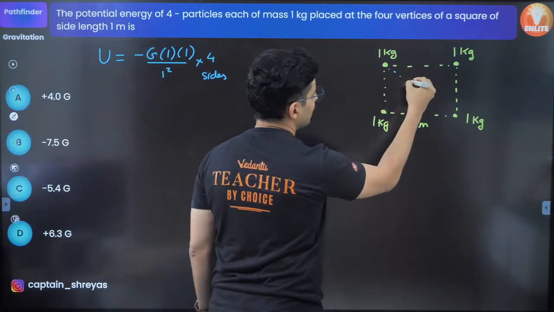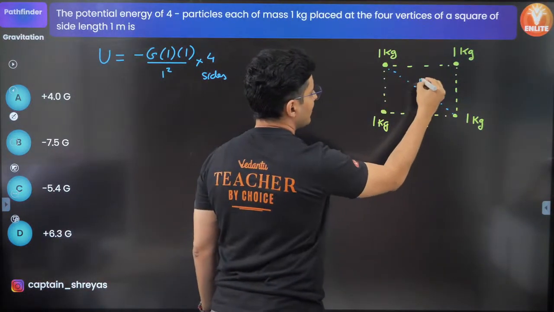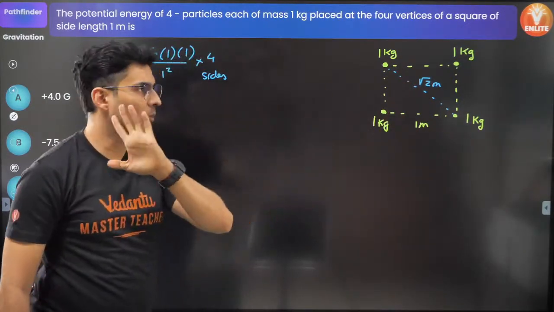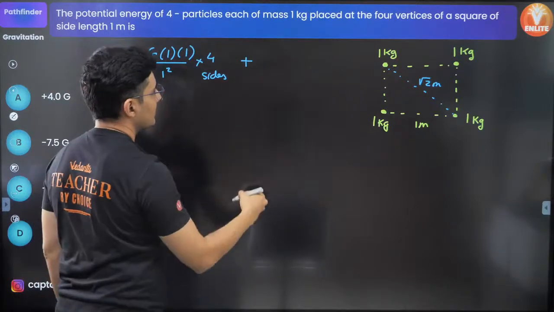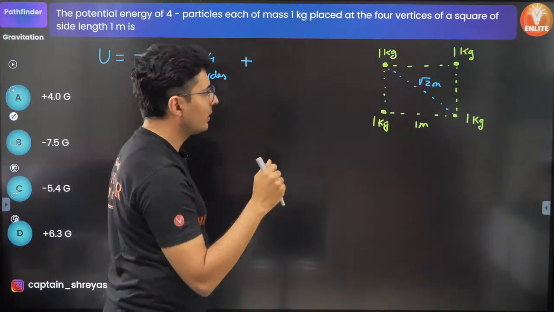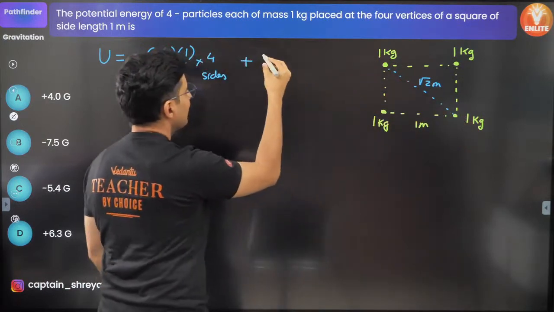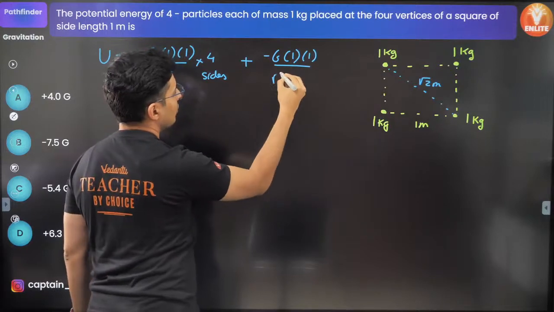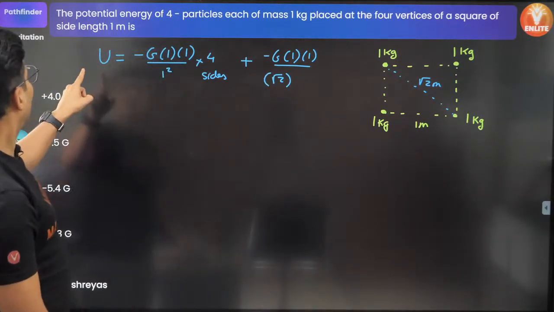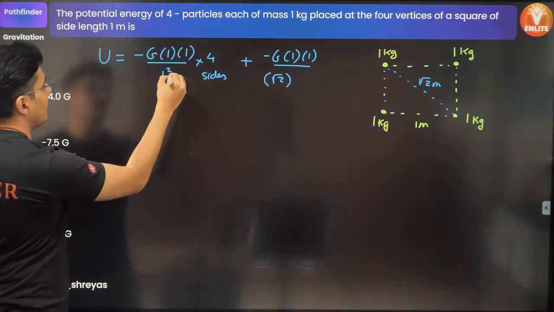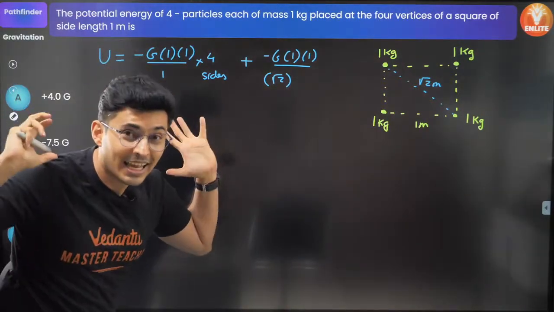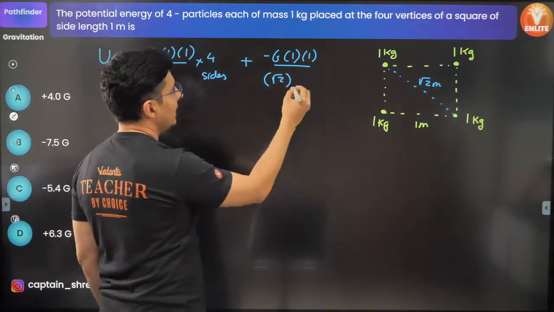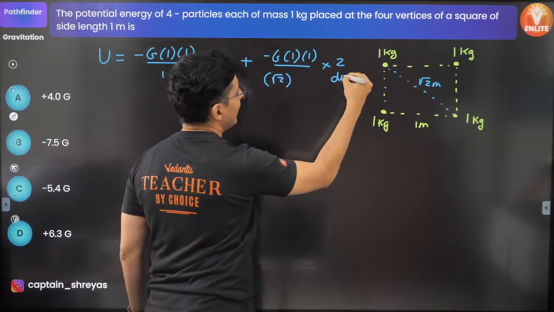But for the diagonals, this is 1, this is 1. Obviously, this is root 2 meters. Correct? 1 square plus 1 square is 2. Root of that, that's the hypotenuse using Pythagoras. Plus, there are 2 diagonals. I'll take care of that later on. But any 2 masses will have a potential energy of minus G m by distance, which is root 2. Oh, sorry guys, I just squared it over here. My bad. This was not force. This was energy. No, there is no square. I'm so sorry. Okay, so just root 2 over there and into 2, because these are diagonals.